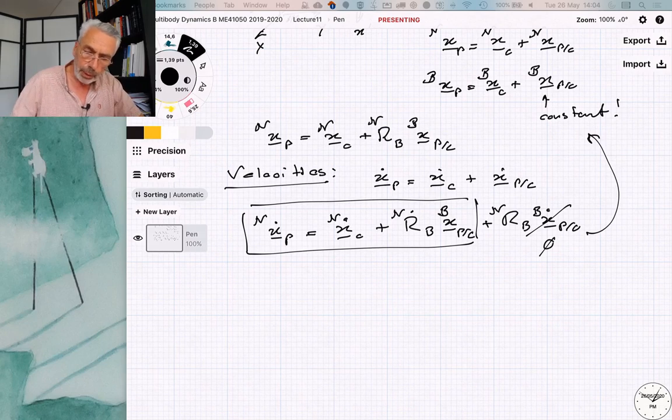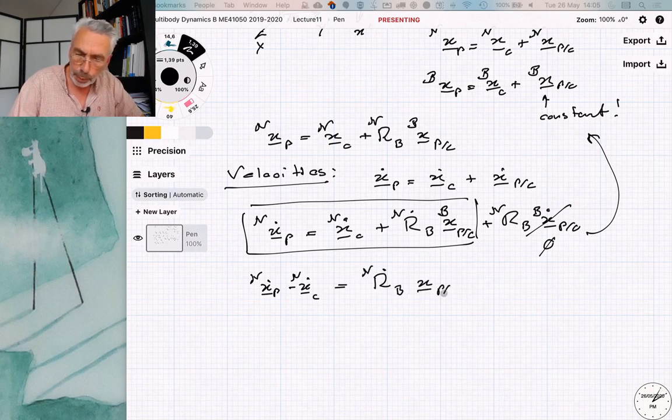Now it's a bit messy, so what I actually like to do is put this on the other side of the equation and say, okay, x dot P minus x dot C expressed in N equals this R dot BN times x_PC in the body frame.